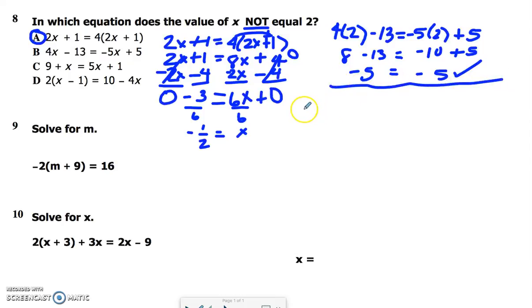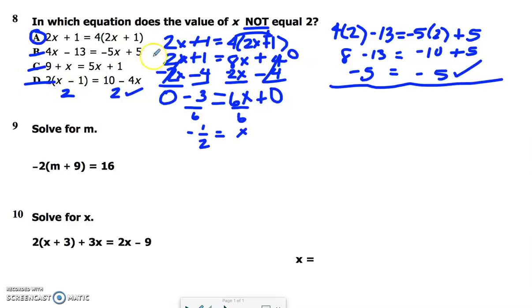Check one more. I can look in my head, I can use my mental math and say 9 plus 2 equals 11. Over here, 5 times 2 would be 10 plus 11, so that's not it. And we just worked out B and found out that wasn't it. How about D? 2 times 2 minus 1 is 1, so 1 times 2 would leave me 2 on the left side. And if I plugged in 2 here, I'd get 8. 10 minus 8 would leave me 2 there. That works out, so that means that can't work either.